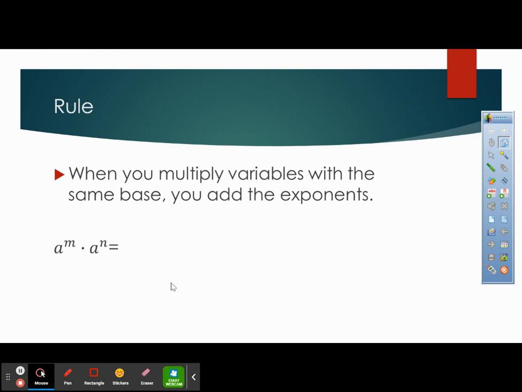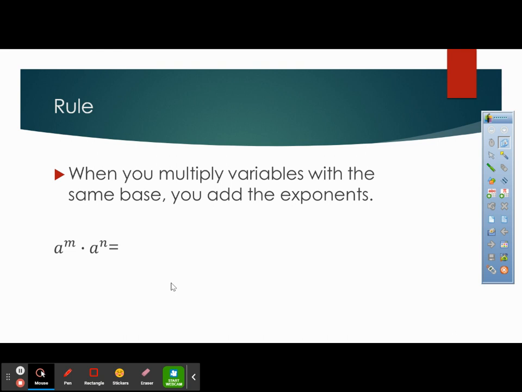When you multiply variables with the same base, so that means it has to have the same base, like it has to be x to something times x to something, or 2 to the power of 3 times 2 to the power of 7. The bases have to be the same. You add the exponents. You need to be copying this in. Notice there's a fill in the blank, you need to fill in the part that's missing. When you multiply variables with the same base, you add the exponents.